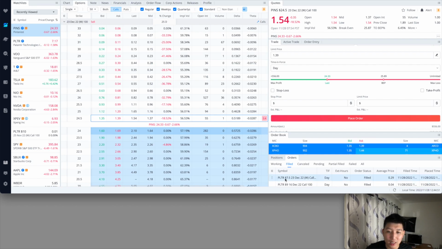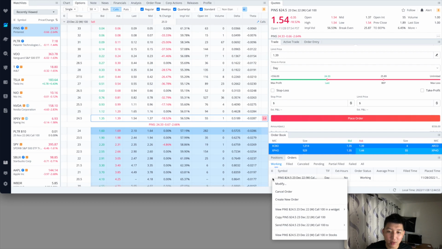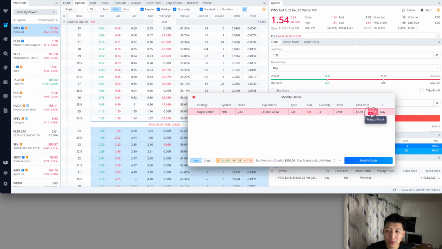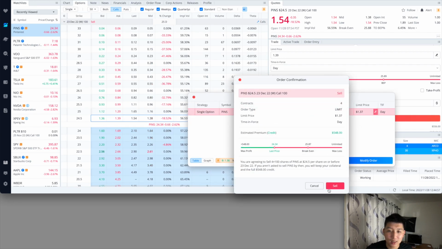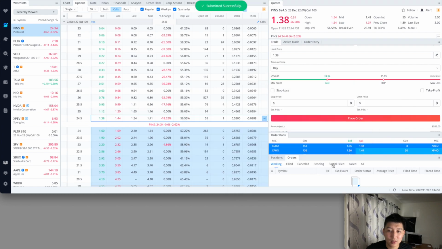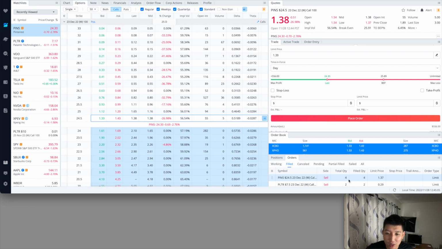Wow, interesting. Okay, let's go 1.37. So I'll go back to working right over here. Click modify. 1.37. Sell. And it went through. So it went, go on filled. Right over here, I have four that got filled, and then the average price is 1.38 actually, which is even better.